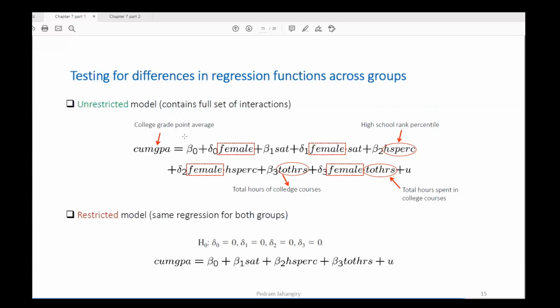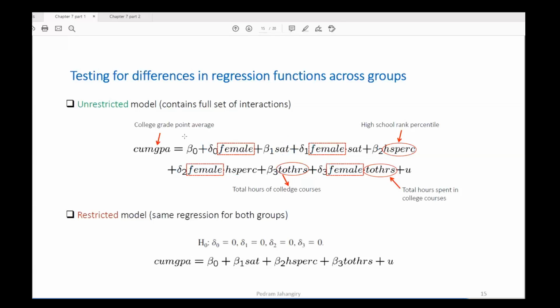Let's look at the coefficients of beta. So I have SAT, I have high school percentage, I have total hours, which is total hours of college courses. And that's it, right? So these are the three variables that I have. Now I want to add a new variable called gender, and I will add gender and all the interactions of gender with my variables. So gender and SAT, gender and high school percentage, gender and total hours, right? So I can give them proper names, delta 0, delta 1, delta 2, delta 3, versus the betas, right?